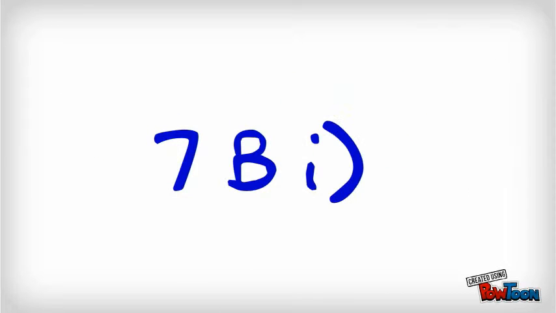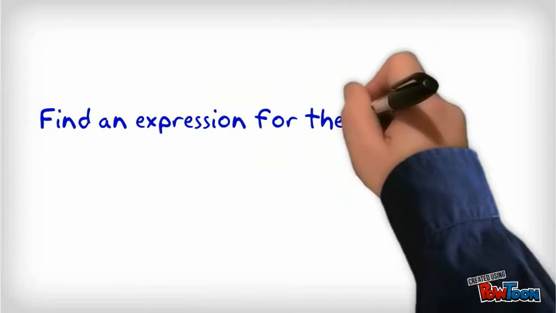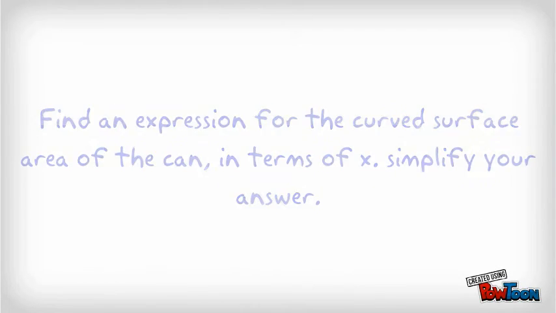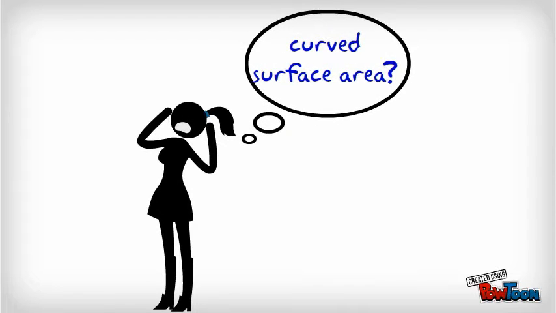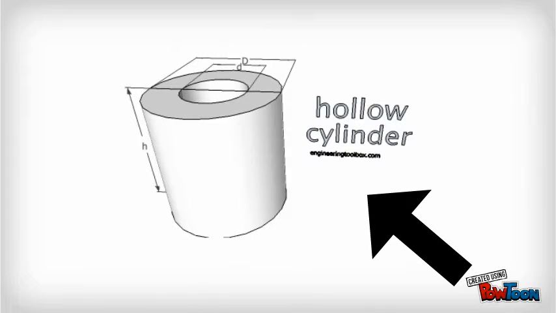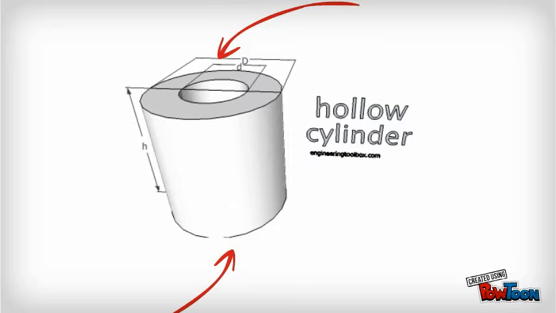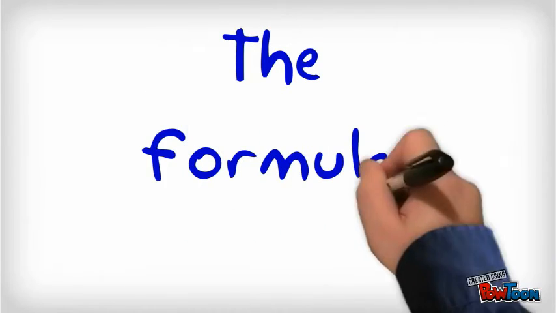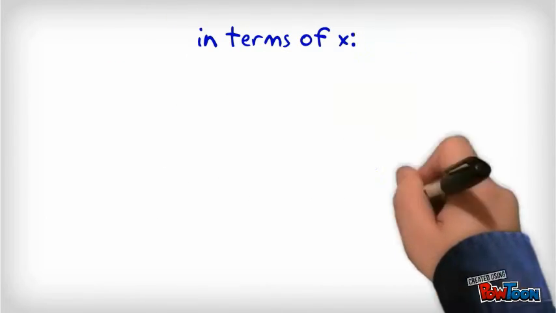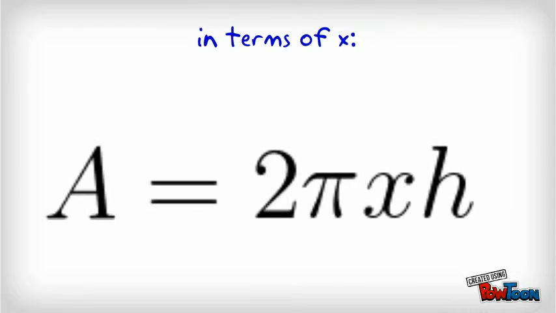Question 7b1. Find an expression for the curved surface area of the can in terms of x. Simplify your answer. In these questions, they are asking us to give the expression of the curved surface area, which means we need to use the formula of a hollow cylinder. This means no ends. The formula is A equals 2πrh, but they are asking us to give it in terms of x, so it will look like this: A equals 2πx times h.